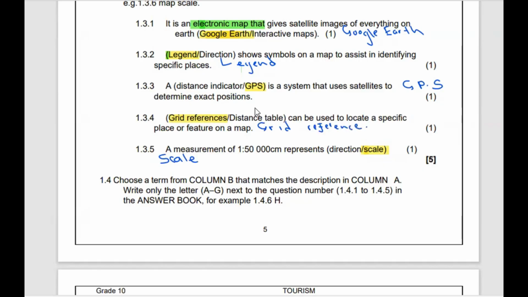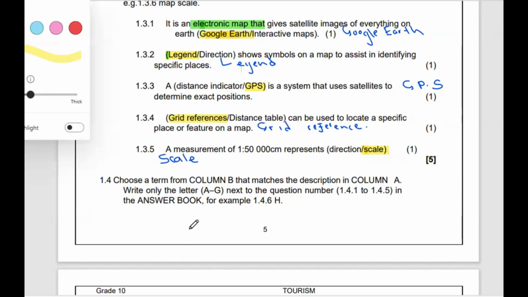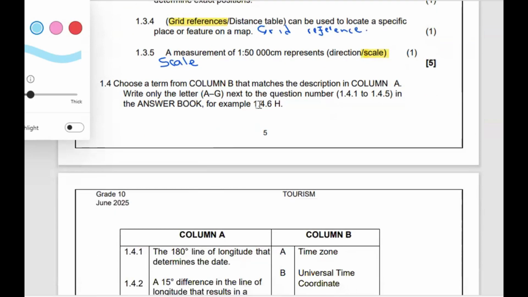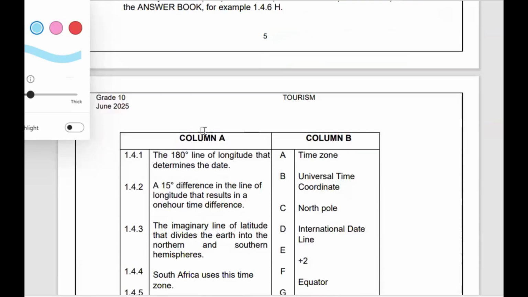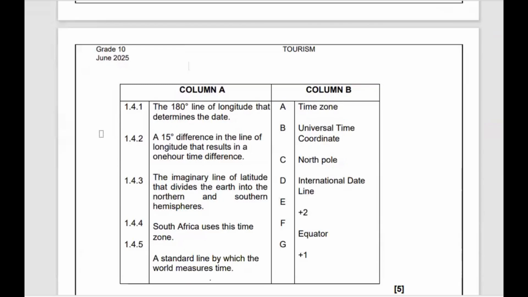So which brings us to question 1.4, which requires us to choose a term from column B that matches the description in column A. Write only the letter A to G next to the question number. For example, from 1.4.1 to 1.4.5 in the answer book. For example, 1.4.6H. So we do have various descriptions which appear in column A. Then we also have the letters which appear in the middle, and also some terms which appear on the far right.